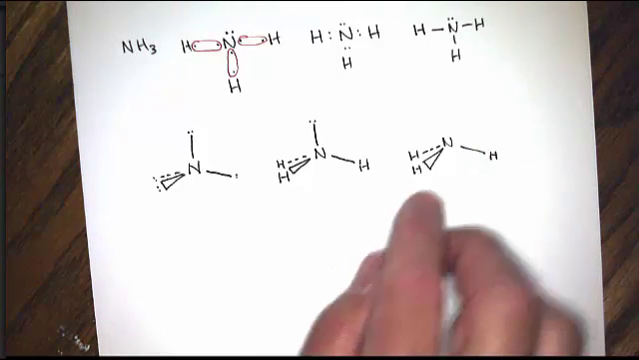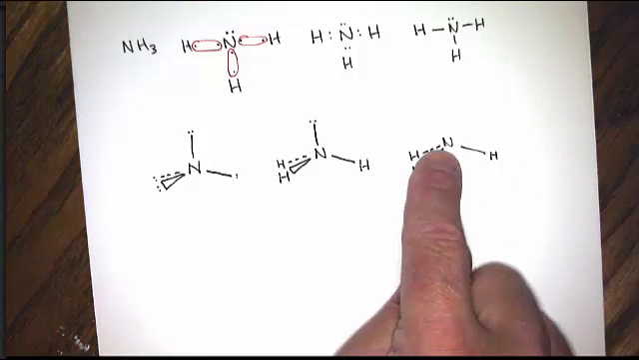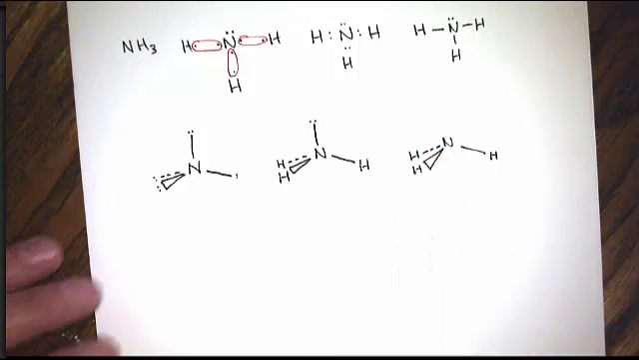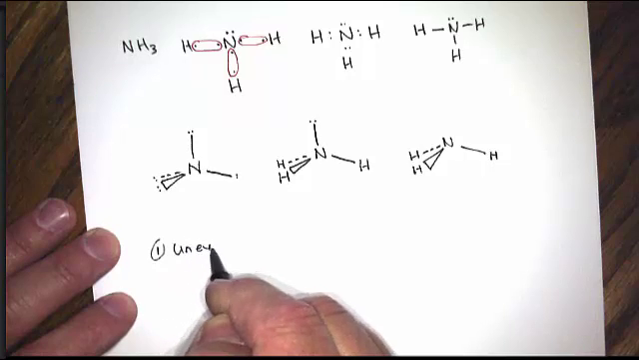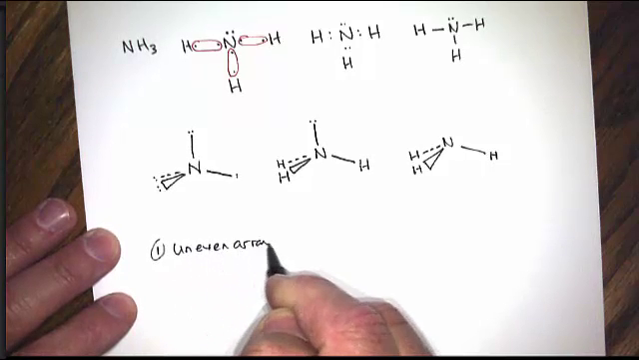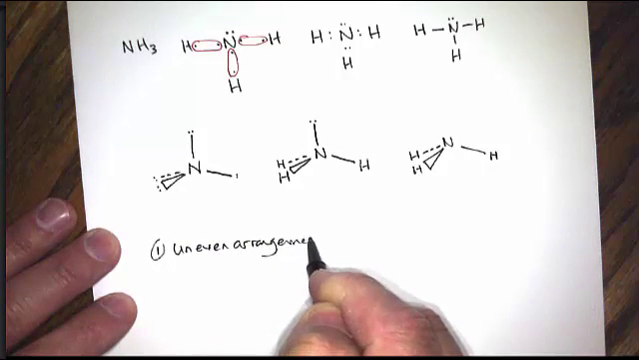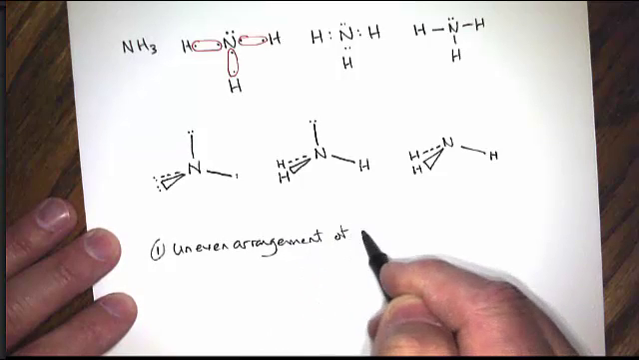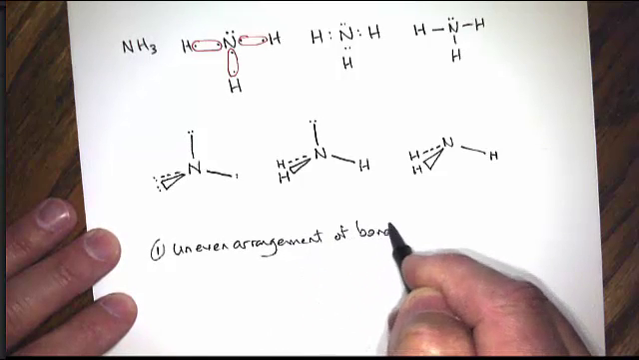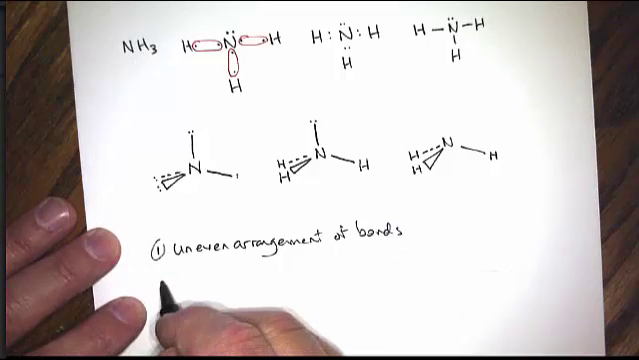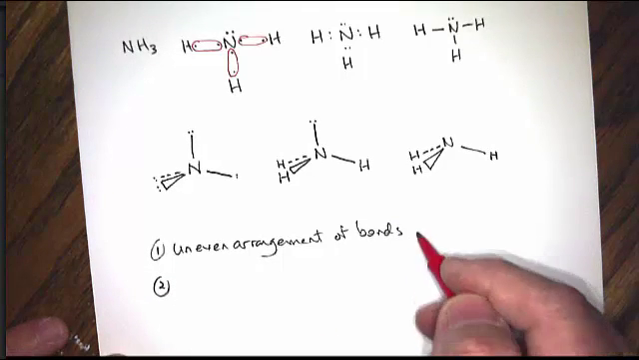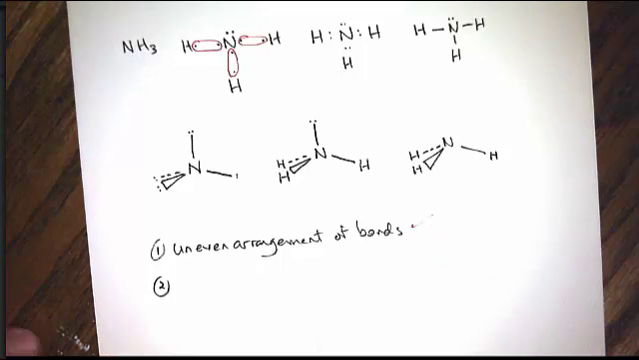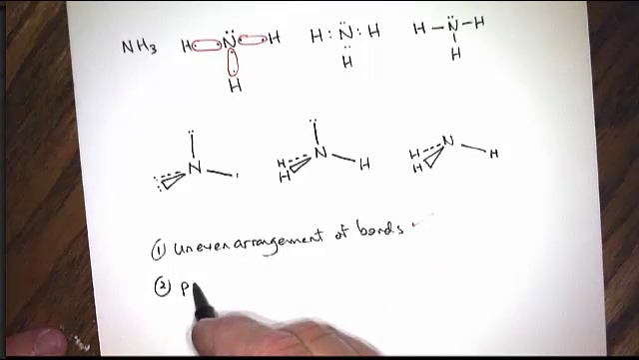Okay. The next thing is we need to know. So we met one of the conditions. One of the conditions is we do have an uneven arrangement. The second is we want to find out if we're going to have polar bonds. We want to find if we have polar bonds.